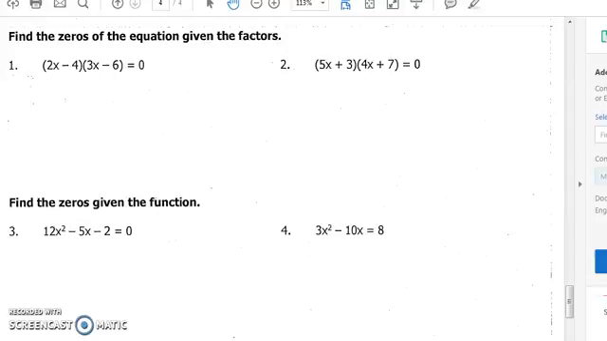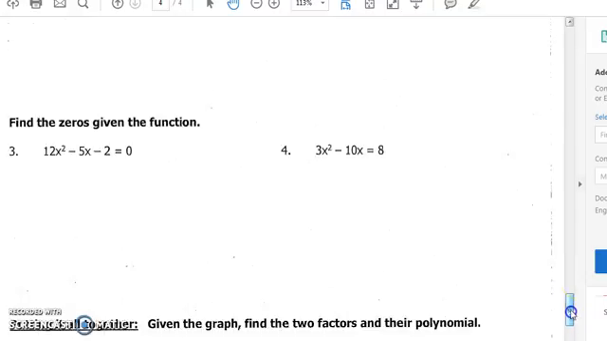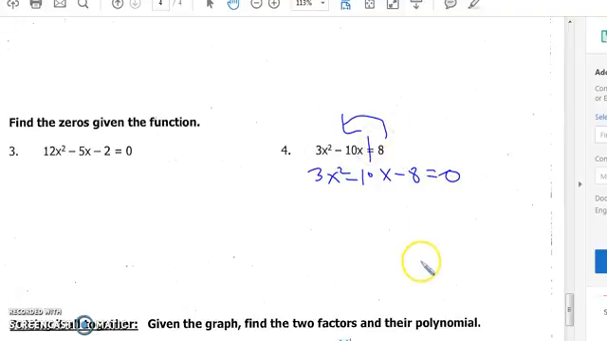Let's take a look at number 4. Number 4, what you're going to do is look at this, and you have this 8 on the right side of the equation. You need to move that over here. So instead of positive 8, when you move it, it's going to be negative 8. So you're going to do 3x squared minus 10x minus 8, and make that, since you moved it, you have nothing there, put a 0.